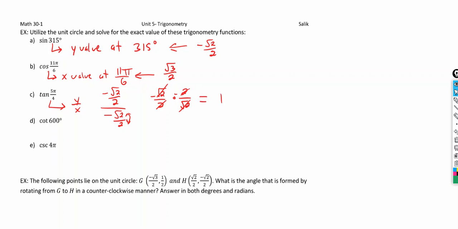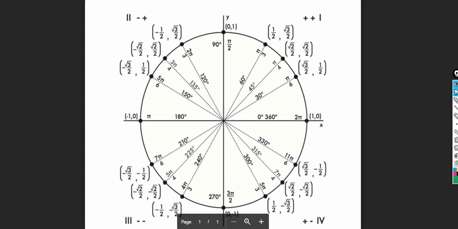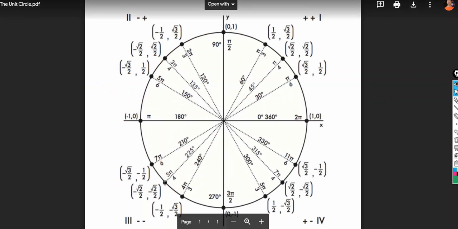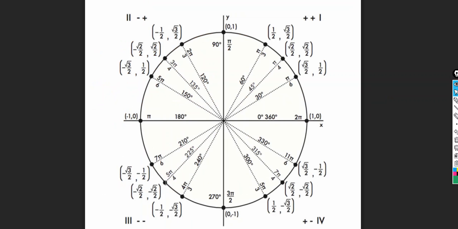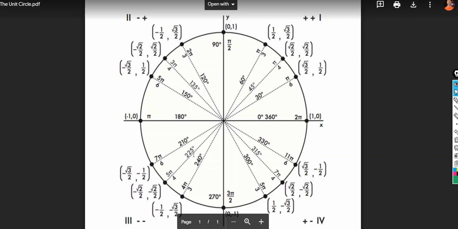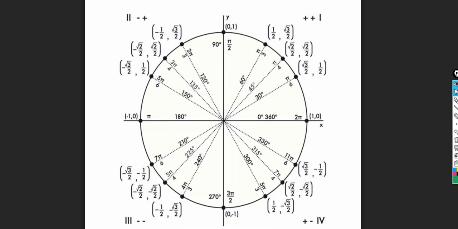And that makes sense for something that's at 45 degrees, doesn't it? Because this is one of our 45 degree spots, right? The tan of the angle means that your x and your y would be the same, so the ratio of your opposite over your adjacent are going to be the same.